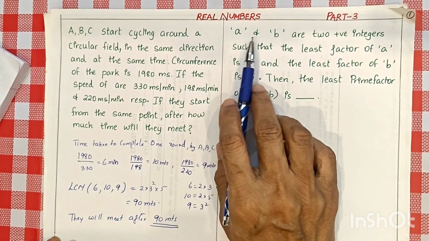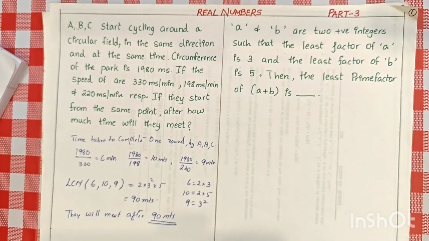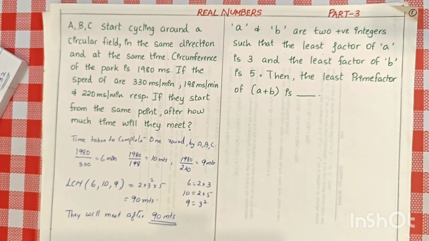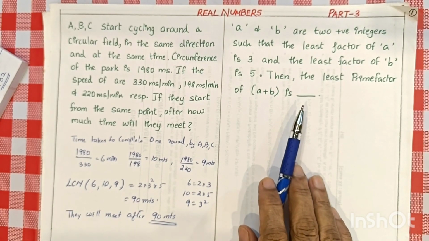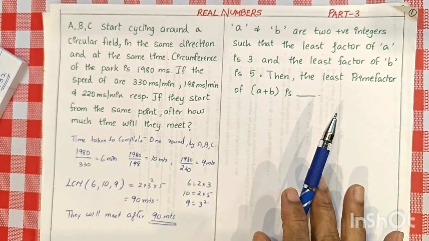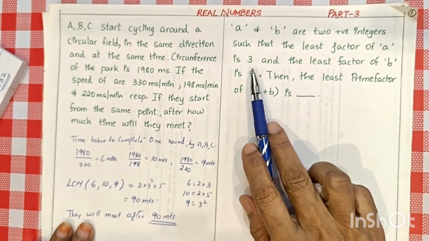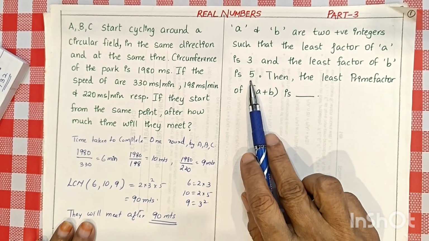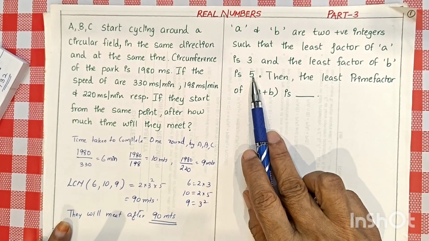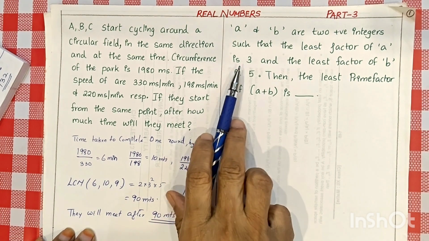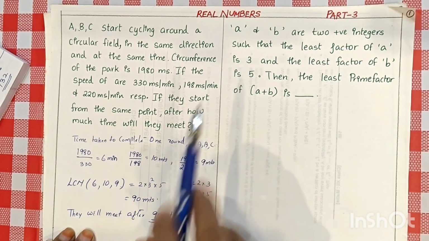Now the next question. A and B are two positive integers such that the least factor of A is 3 and the least factor of B is 5. Then the least prime factor of A plus B is dash. So this comes in your MCQs. The least factor of A is 3 and the least factor of B is 5, which means they are not even. If they are even numbers, their least factor will be 2. So since it is 3 and 5, they are odd numbers.